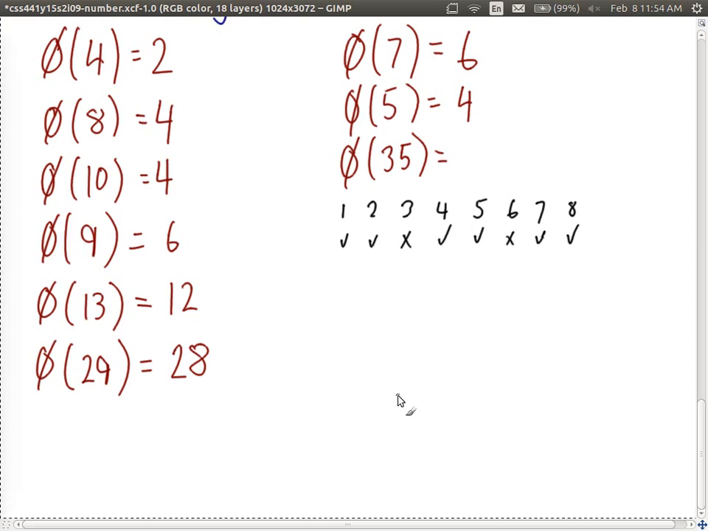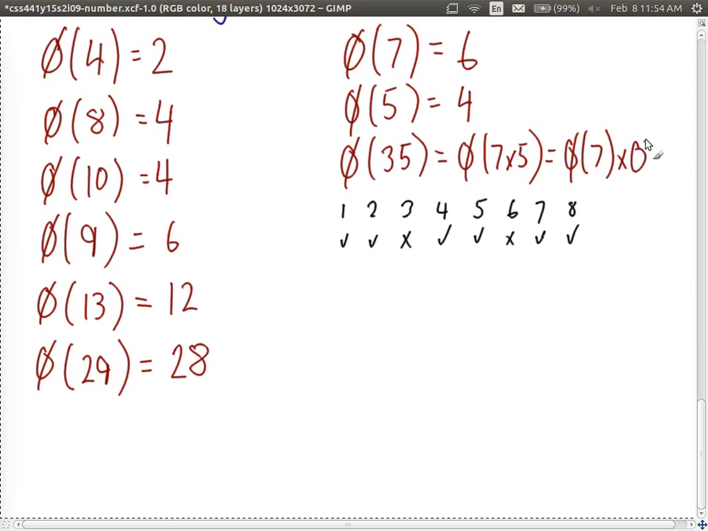But we do notice 35 has 2 prime factors of 7 and 5. And it can be easily shown that the Euler's totient of 2 prime factors multiplied together is the totient of those numbers multiplied, running out of space. Totient of 7 we know is 6. Totient of 5 is 4. The answer is 24.